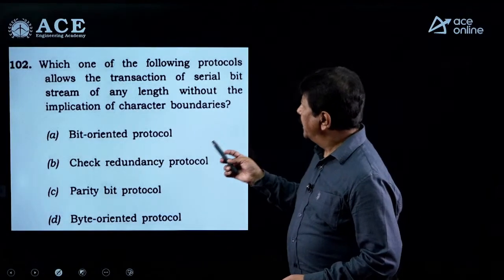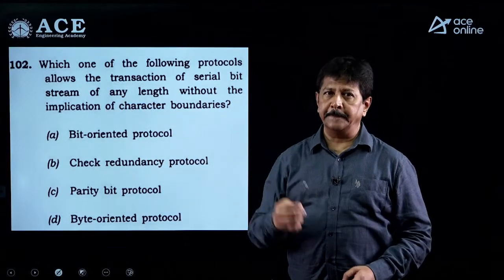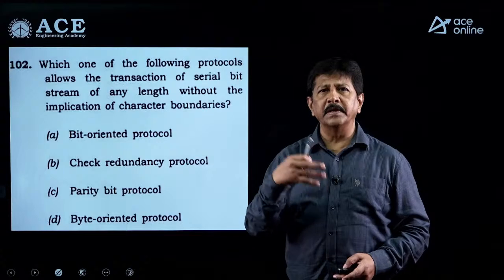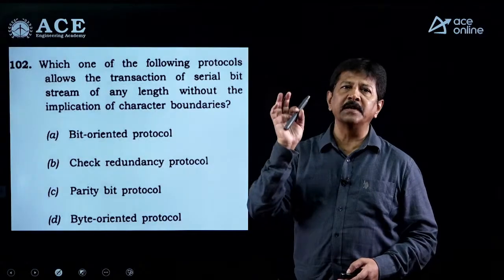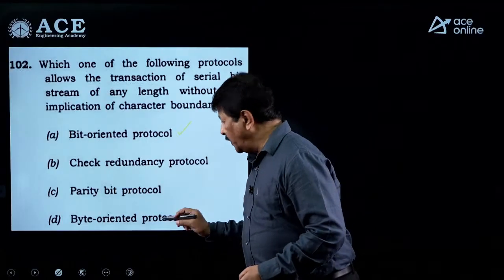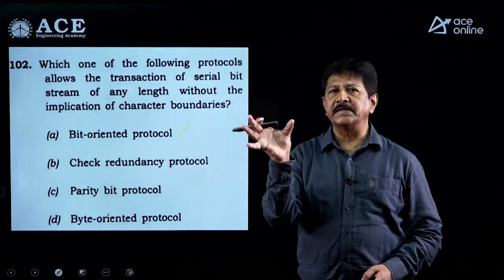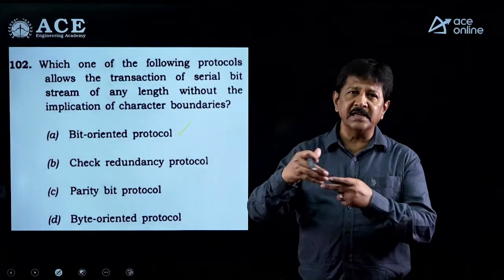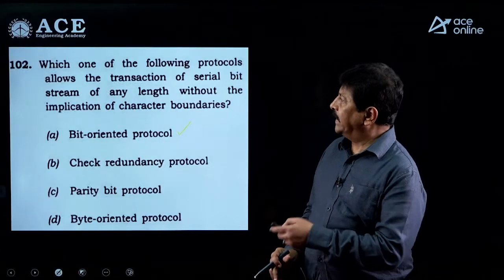Well, so here a serial bit stream of any length, I want to handle it, which type of protocol is better? I think you can understand that bits may be any number, even number, odd number, we do not know. So the best type of protocol for that is bit-oriented protocol. So the correct answer to this is this. Byte-oriented protocol, what is the problem? Entire data should be in terms of bytes. But here I don't know how many bits are going to come. So it may give an integer number of bytes, sometimes it may not. That's the reason bit-oriented protocol is the right answer for this.